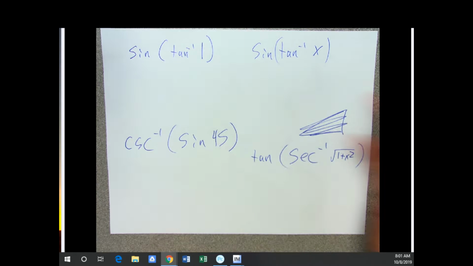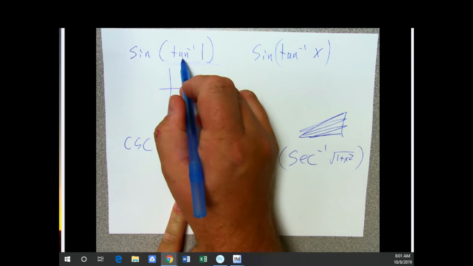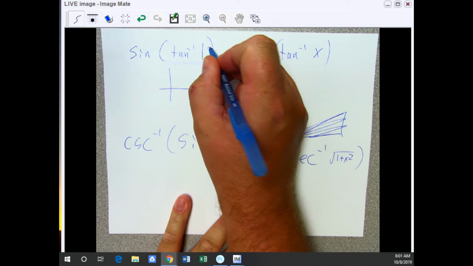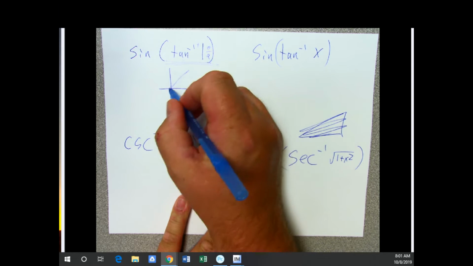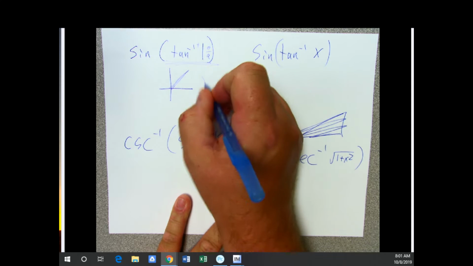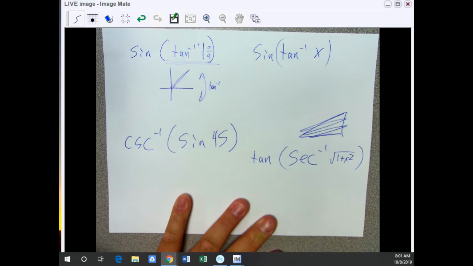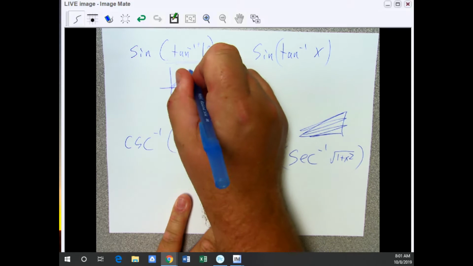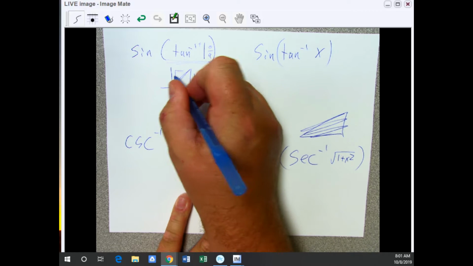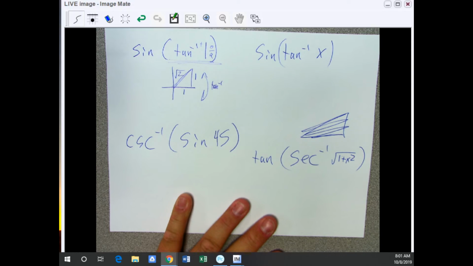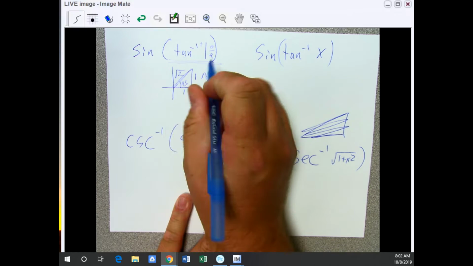First things first on all of these is you need to start on the inside and draw a picture. So tangent is opposite over adjacent. Since it's positive, that means it's going to be up here because tangent inverse is good in the first and fourth quadrant. So in this case, you have opposite, you have adjacent. Now, of course, in this case, you should be able to find hypotenuse. There you go. And so tan inverse of this is clearly a 45 degree angle.